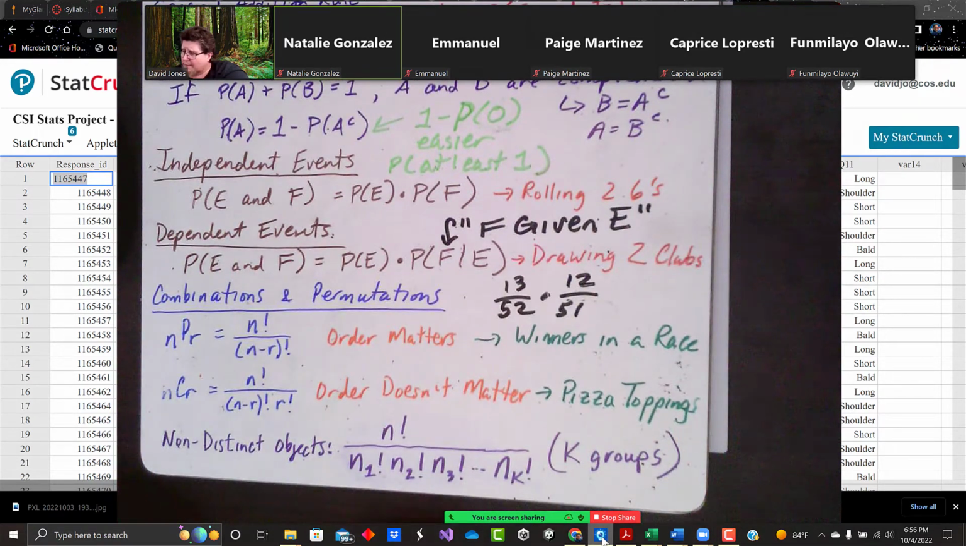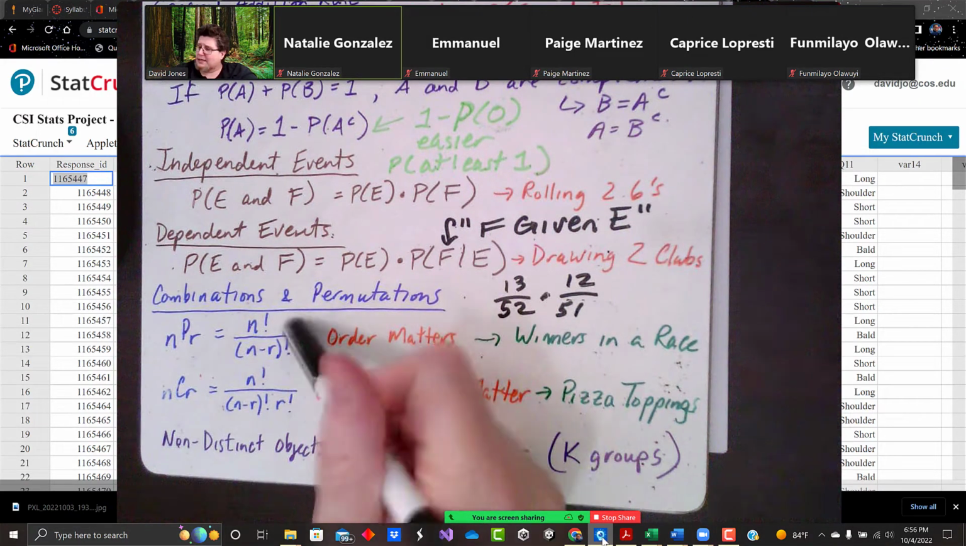We also had combinations and permutations. Permutations was where order mattered. It was like winners in a race, first place, second place, third place, or like a raffle drawing. You very much want to win first place, so order does matter. When order doesn't matter, like pizza toppings, it doesn't really matter what order you put the toppings on, other than you need to put sauce on first and then cheese. Don't be a freak.